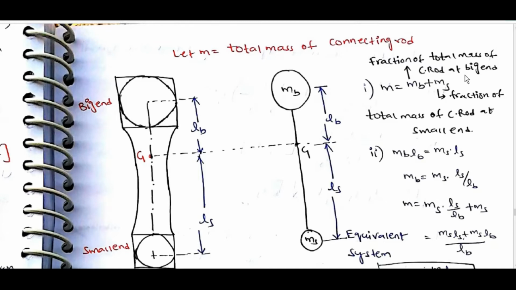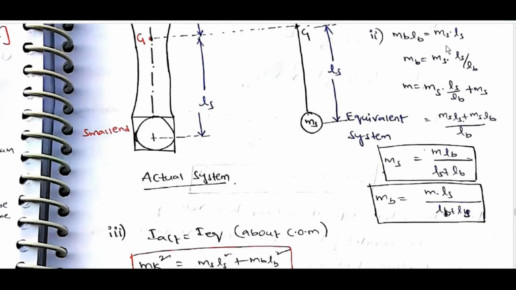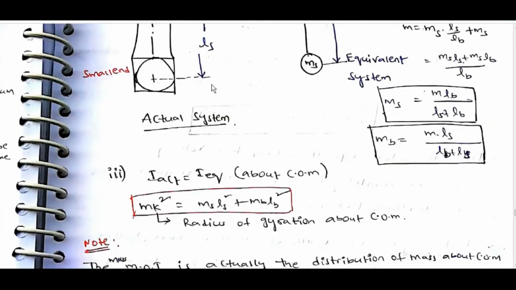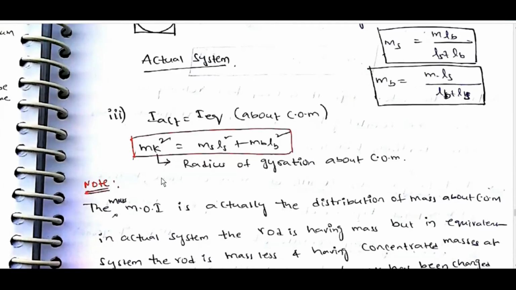M is equal to MS into LS by LB plus MS, which is equal to MS (LS plus LB) by LB. So MS is equal to M LB by (LS plus LB), and MB is equal to M LS by (LB plus LS). I actual is equal to I equivalent about the center of mass, so M k square is equal to MS LS square plus MB LB square, where k is the radius of gyration about the center of mass.